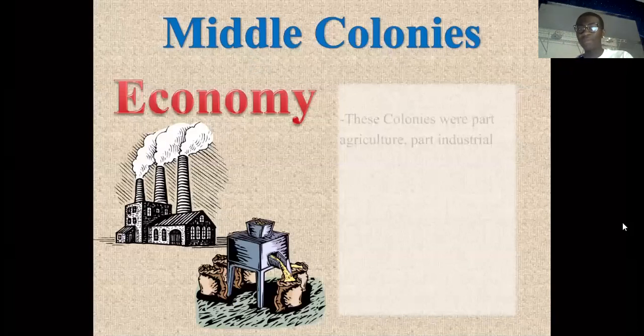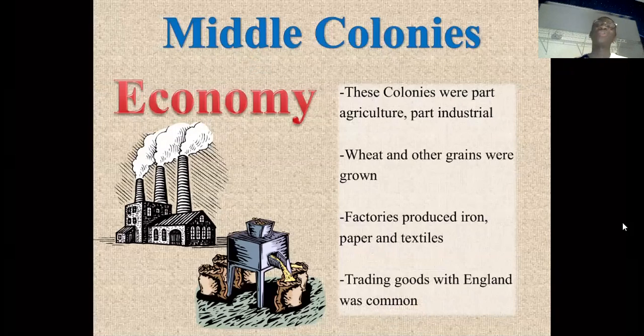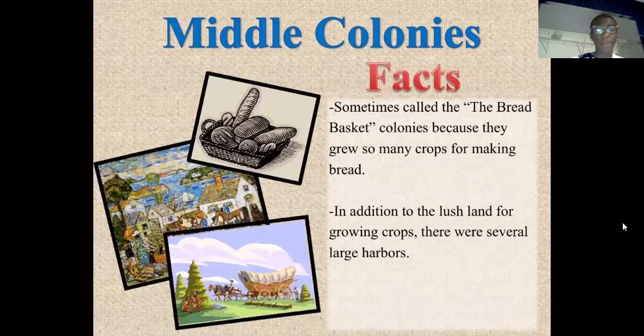Now, let's learn about our economy. Instead of reading, we're just going to go ahead and look at the pictures on the left-hand side. It's more factory type work. Here's some facts for you. They had bread baskets in the colonies because they grew so many crops for making bread.